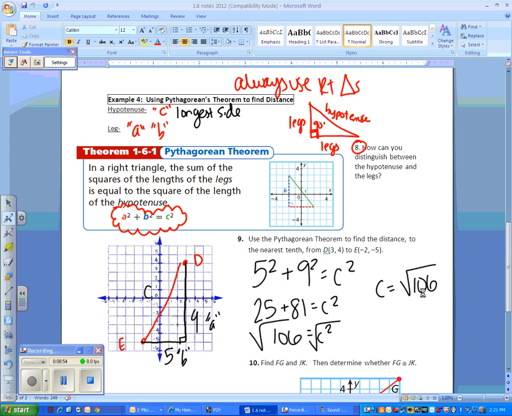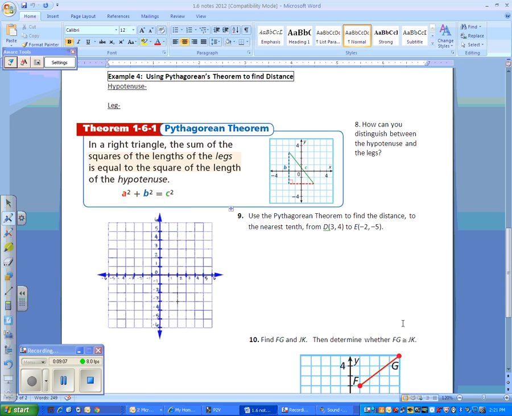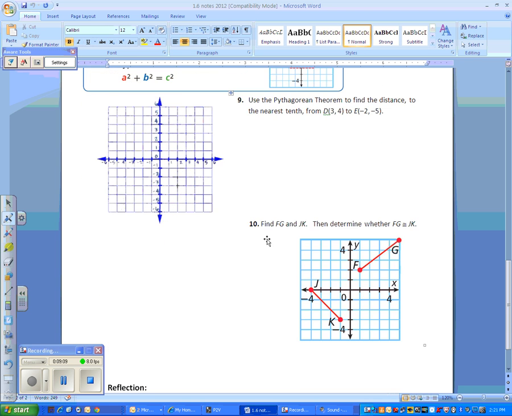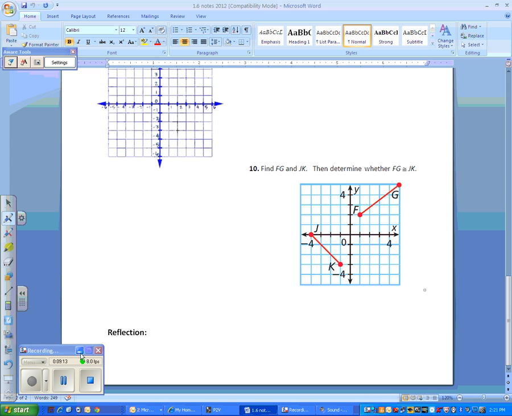If you put it in, it says put it to the nearest tenth, so actually pop this into your calculator, and I think it's about 10 point something. I don't know, 10.1 maybe. Try it in your calculator and see if you can get that one right. Okay, and then number 10, we'll probably do it in class as well. Make sure you write your reflection. All right, Pythagorean theorem, super, super, super important.